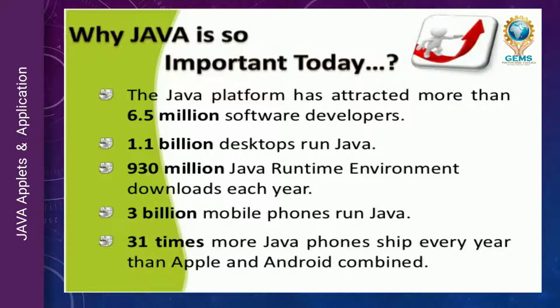The Java platform has attracted more than 6.5 million software developers. 1.1 billion desktops run Java. 930 million Java Runtime Environment downloads happen each year. 3 billion mobile phones run Java. 31 times more Java phones ship every year than Apple and Android combined.